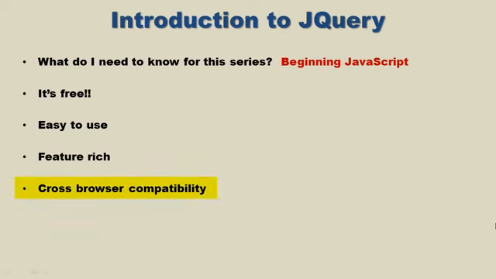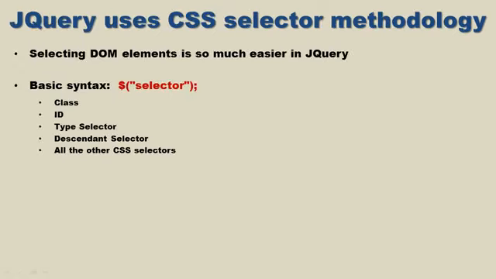Another nice item about jQuery is cross-browser compatibility. You do not have to worry about which browser version you're coding for. One line of jQuery will be compatible on all the different types of browsers. Now, jQuery uses CSS selector methodology, and isn't that great? CSS, in my opinion, is one of the best designed languages. And so they basically took one of the best parts of CSS and implemented that into jQuery. So selecting DOM elements is much easier in jQuery. And that also means if you already know CSS, it will be very easy for you to start picking up jQuery, because it uses that CSS selector methodology.